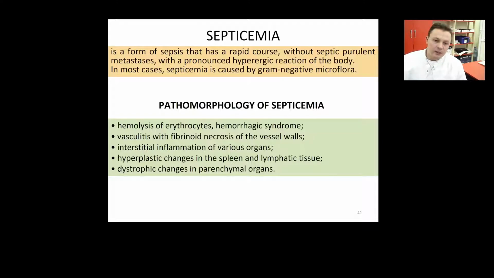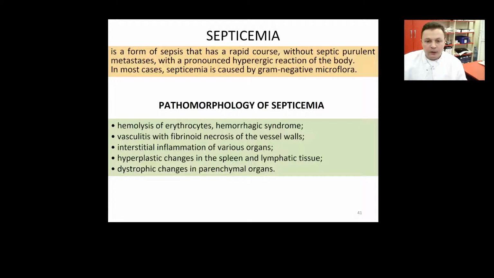In most cases, septicemia is caused by gram-negative microflora. From a modern point of view, mainly from clinicians, septicemia is a toxic allergic or immune lesion of the blood and circulatory system in the presence of a focal inflammatory focus and bacteremia.